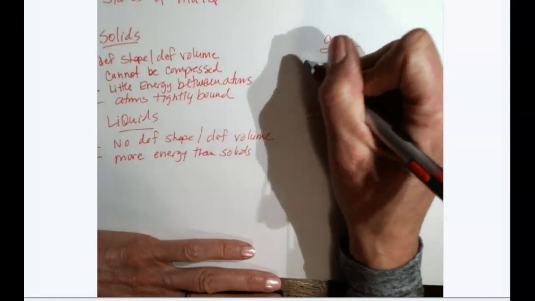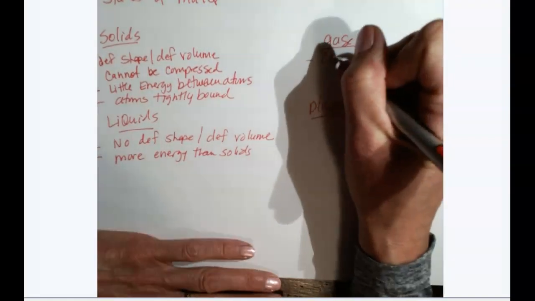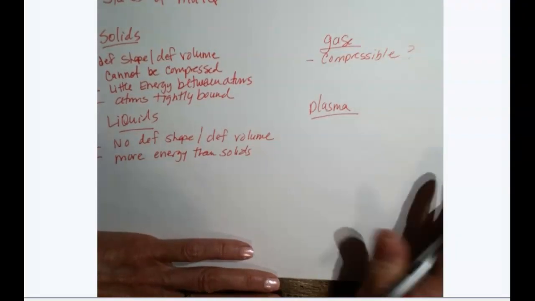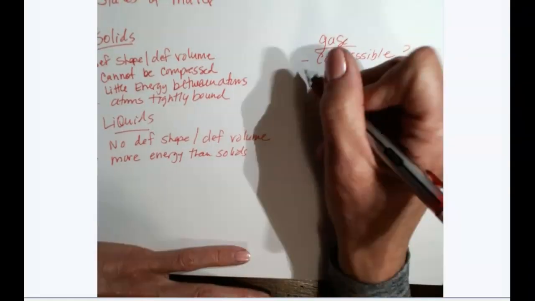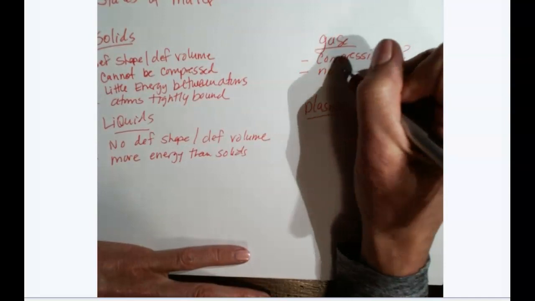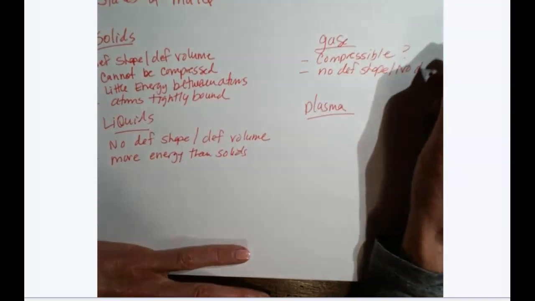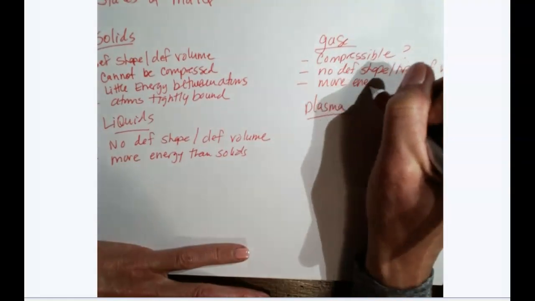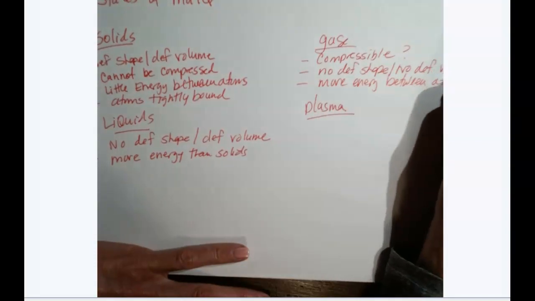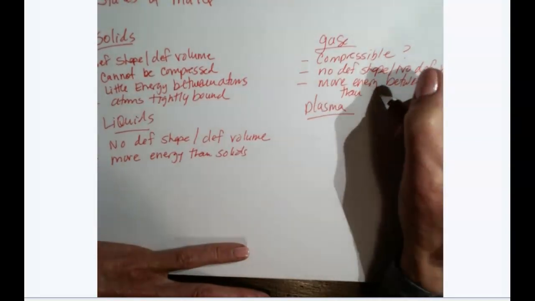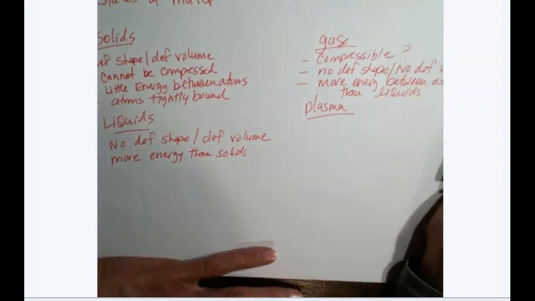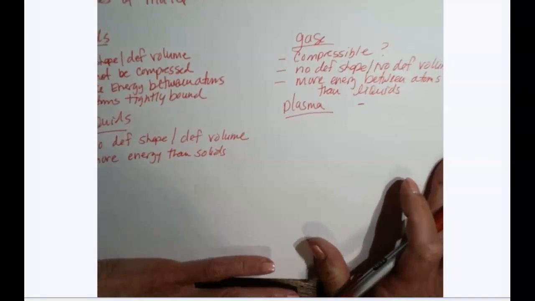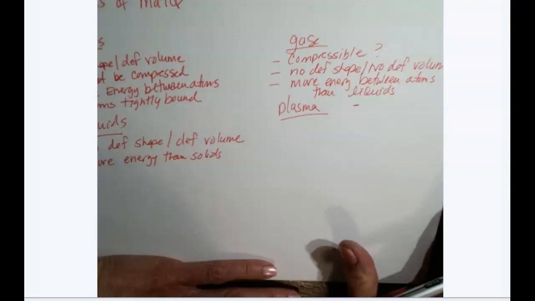Gases, on the other hand, are compressible. I'm going to put a question mark whether I spelled that right. I'm a terrible speller. So gases are compressible. They have no definite shape and no definite volume. They have more energy between atoms than liquids. Last thing, they will completely fill whatever container they are in. So they're going to take the shape and the volume of whatever container they're in.